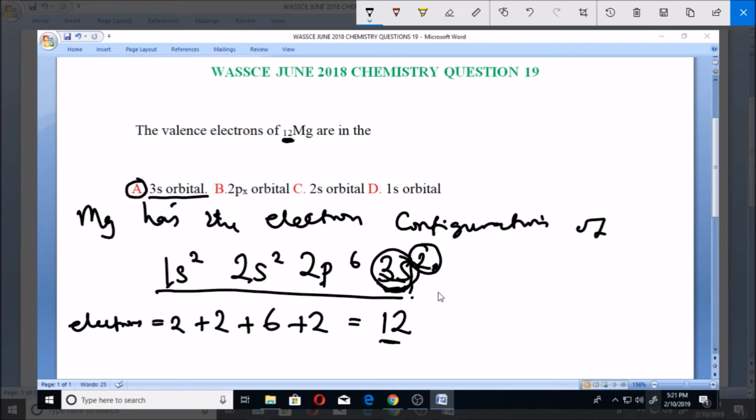You can find this topic under electronic configuration in your chemistry textbook. So check electronic configuration in your chemistry textbook. That's where you get this.